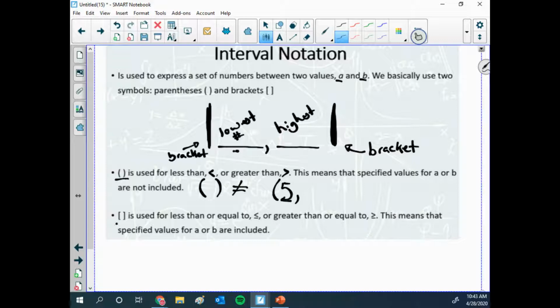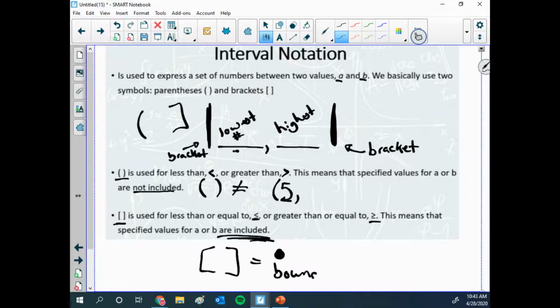The other type of bracket is this square bracket, and I can use a curved bracket and a square bracket in the same question. So a square bracket is used if you can be less than or equal to or greater than or equal to a number. And that means those values are included in the data points. So I'm using these square brackets if we can equal a number. Now, how can we tell if we equal a number? Well, we can equal a number if you have a closed dot or if the graph bounces off that value.